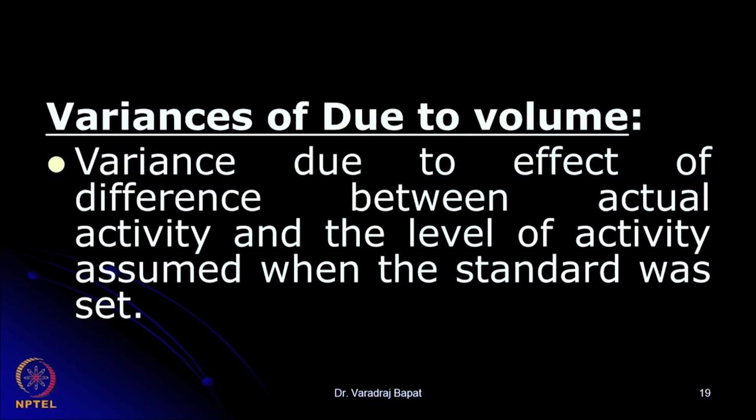One important cause is because of volume, that is because of change in the level of activity. Because we have made a budget at a particular level of activity. If our level of activity increases, that also leads to change in the costs, and those changes are called volume variances.